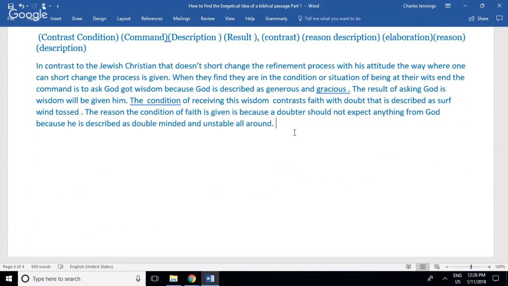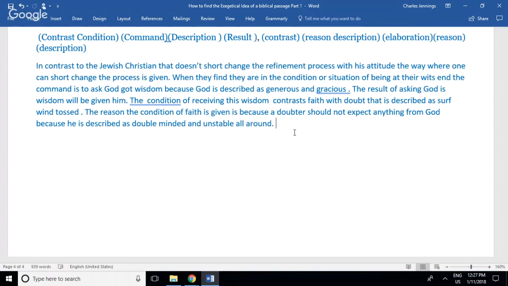When they find they're in the condition or situation of being at their wits' end, in other words, when they lack wisdom, the command is to ask God for that wisdom, because God is described as generous and gracious. The result of asking God is wisdom will be given him. The condition of receiving the wisdom contrasts faith with doubt, that is described as surf that is wind tossed. The reason the condition of faith is given is because a doubter should not expect anything from God, because he's described as double-minded and unstable all around.